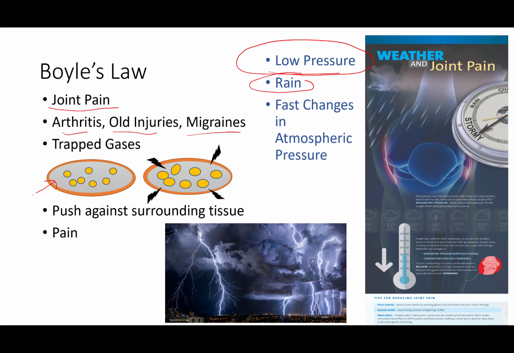So what happens is this: if you've got some trapped gases and a low pressure center arrives, the low is going to make the volume of the gases inside your joints expand because of Boyle's Law. When these gases expand, they are going to push on the nerve endings and the tissues around them, and this is going to cause pain.